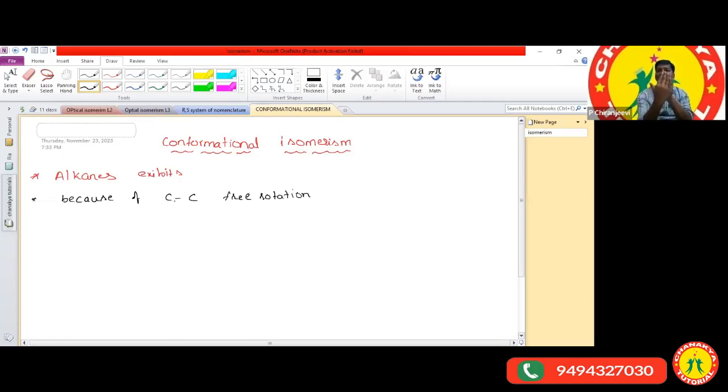So in this one we keep one carbon constant and rotate the other carbon atom. If I keep one carbon constant and rotate the second carbon atom by some 60 degrees, we get a different structure. Again, if I rotate another 60 degrees, we get a different structure. Like that, every 60 degrees of rotation gives a new structure. Those new structures we call conformers, and the phenomenon is called conformational isomerism.